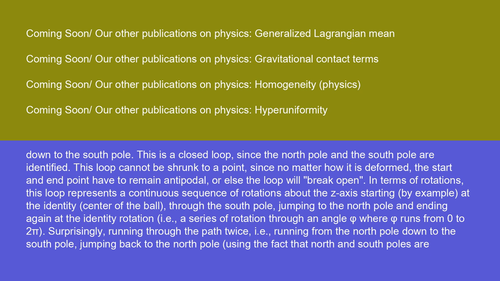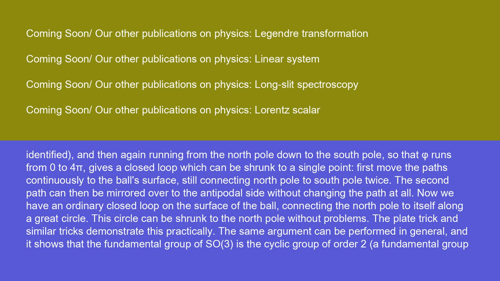Surprisingly, running through the path twice, i.e., running from the North Pole down to the South Pole, jumping back to the North Pole, using the fact that North and South Poles are identified, and then again running from the North Pole down to the South Pole, so that phi runs from 0 to 4 pi, gives a closed loop which can be shrunk to a single point.